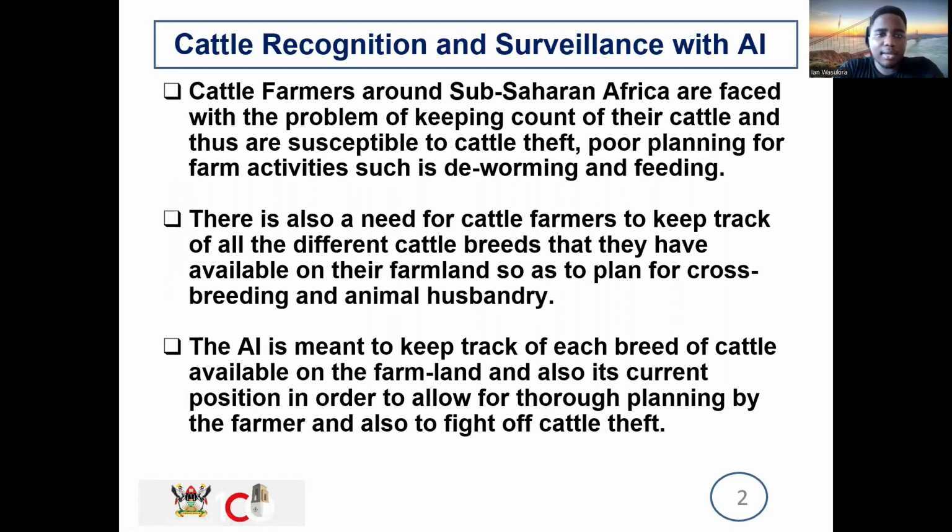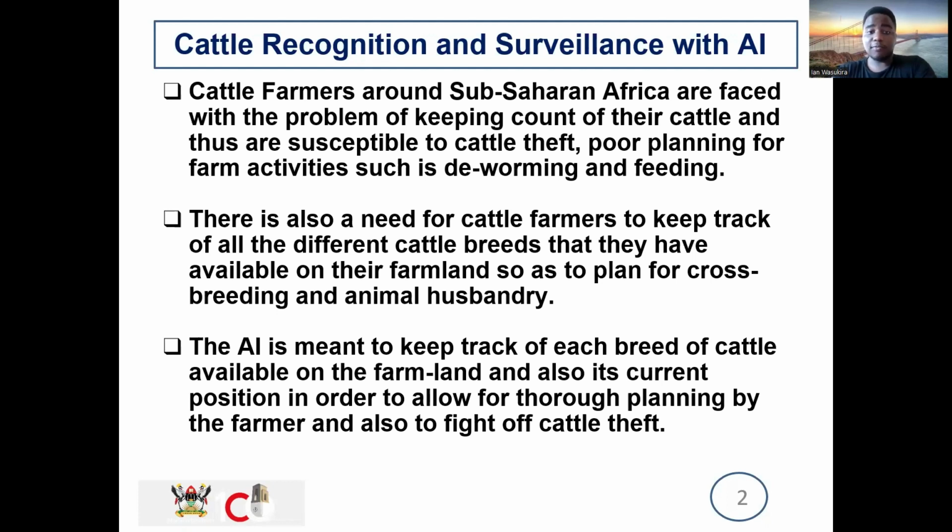This AI is meant to solve the problem that is hugely faced by farmers in sub-Saharan Africa, that is mainly keeping count of their cattle. And if you're unable to keep count of your cattle, that means you're susceptible to cattle theft, poor planning, farm activities such as deworming and feeding.